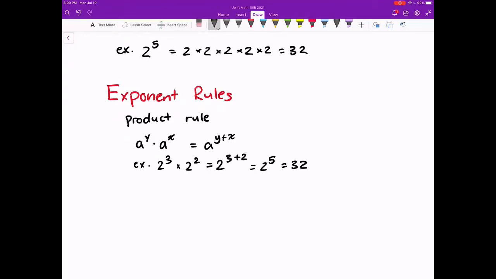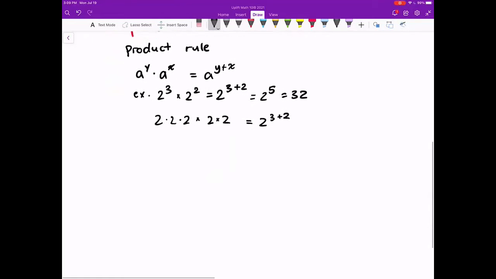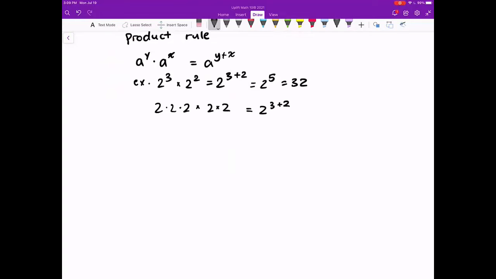Just thinking about it intuitively, you don't have to memorize this rule word by word. 2 to the power of 3 is just 2 times 2 times 2, itself 3 times. And if we multiply it by 2 times 2, 2 times, then what we get is 2 to the power of 3 plus 2. So we can just use our intuition to help us with this product rule.